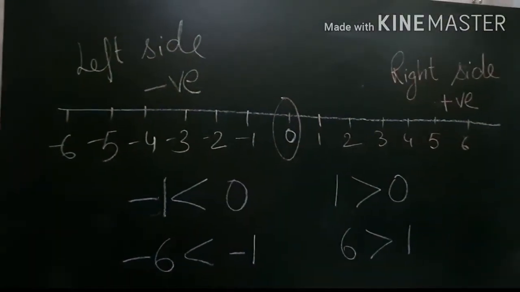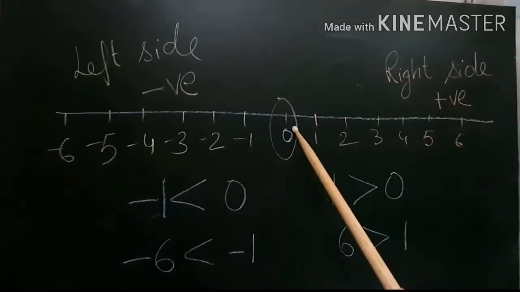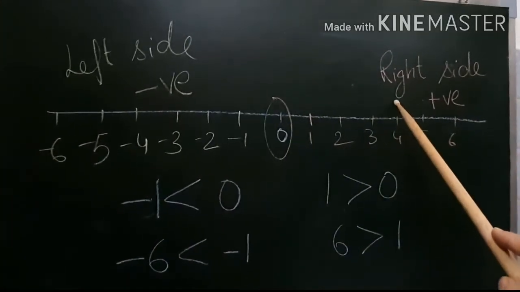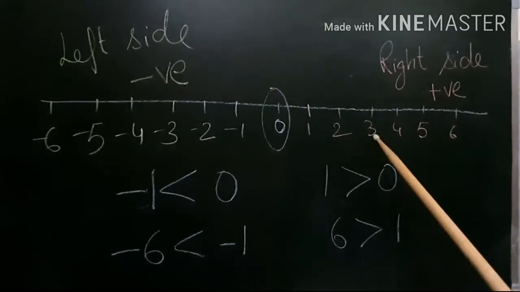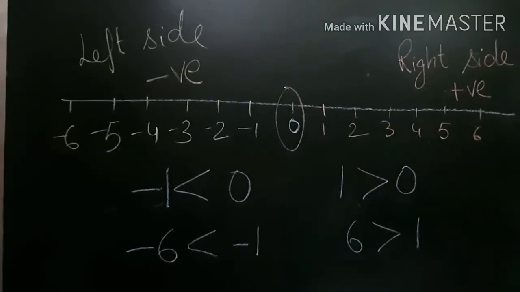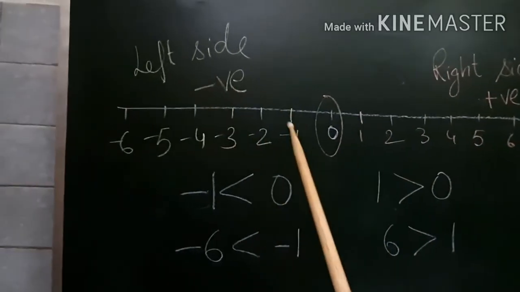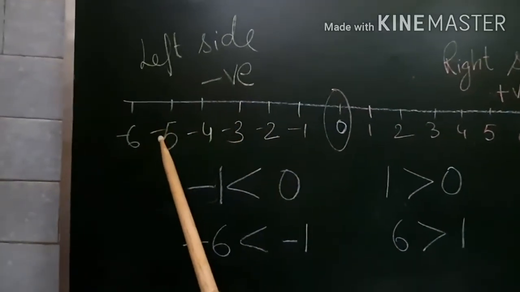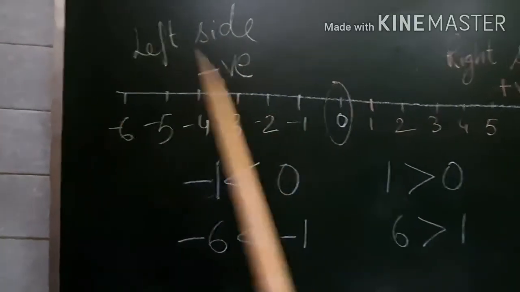Let us understand integers by using number line. A number on the right side of 0 are known as positive integers. 1, 2, 3, 4, 5 and so on. They always come towards the right side of 0. On the other hand, left side numbers are always negative. These are -1, -2, -3 and so on.